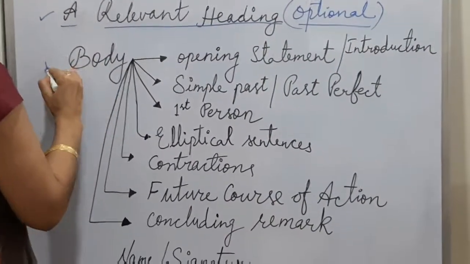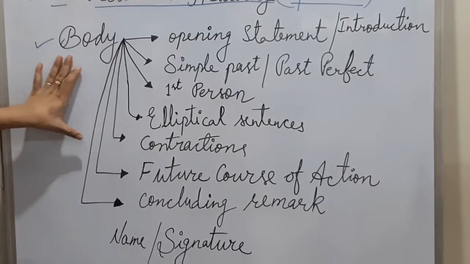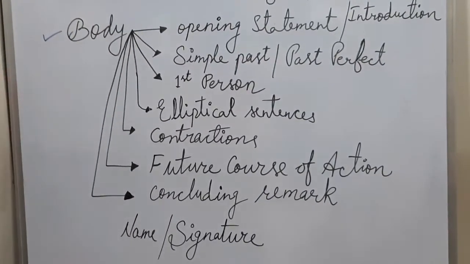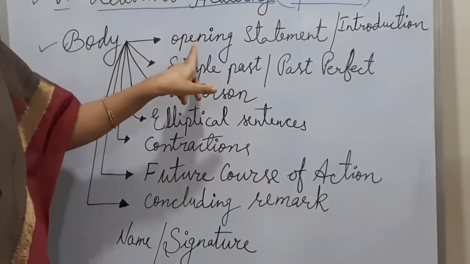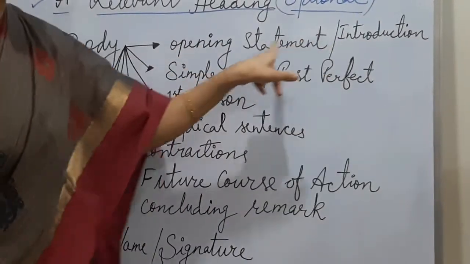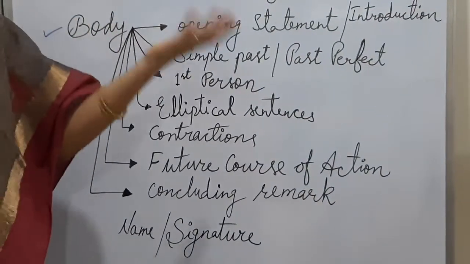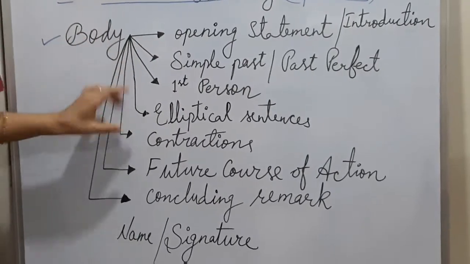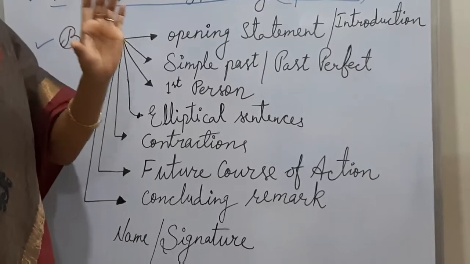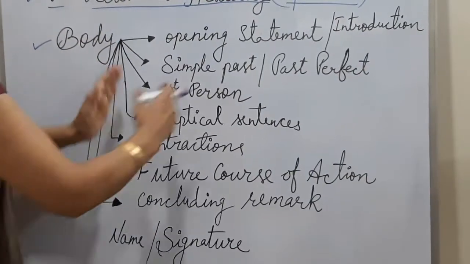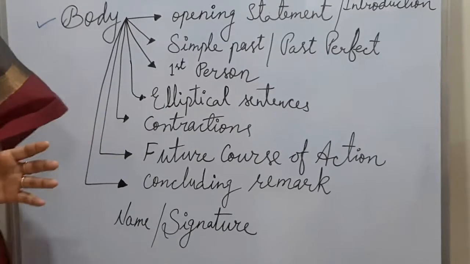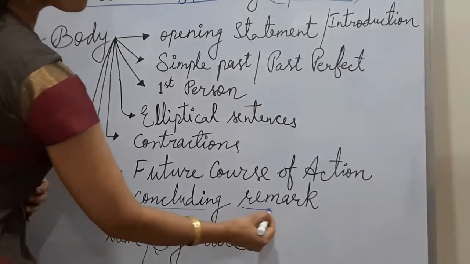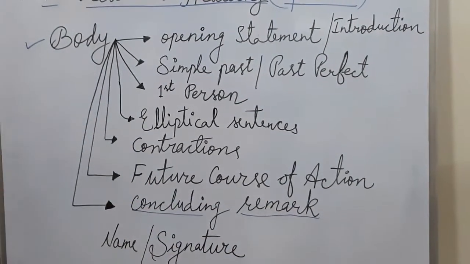Now moving on to the body. In the body, children, we divide the body of the diary entry into three parts. The first part is introductory, also called the opening statement. It will be only one line or a maximum of two lines. So an introductory statement means one or two sentences are enough. After that, the second part of the body will be the description, whatever event or incident you are going to describe. In the last, there is the concluding remark. So you should end it with an ending phrase.